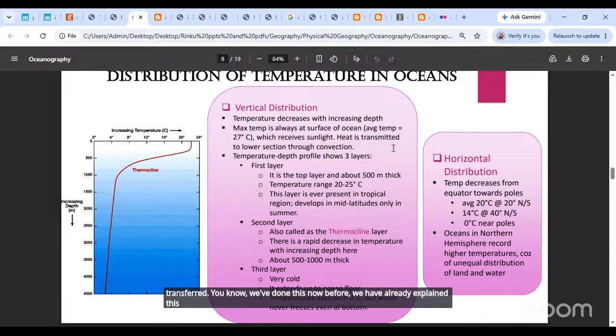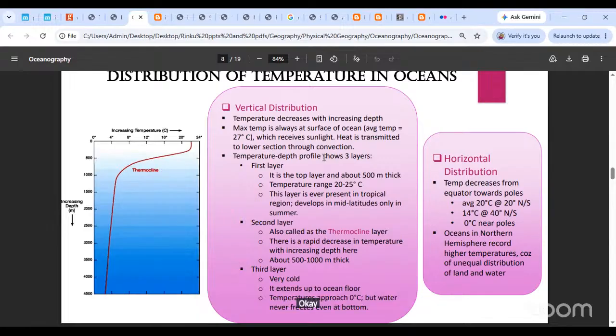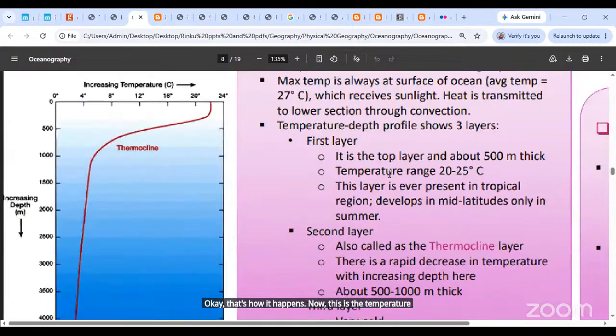So similarly, the topmost layer of the ocean or sea water gets heated, and that layer transmits heat to the layers below it. That's how it happens. Now, this is the temperature depth profile. Look at this depth profile.